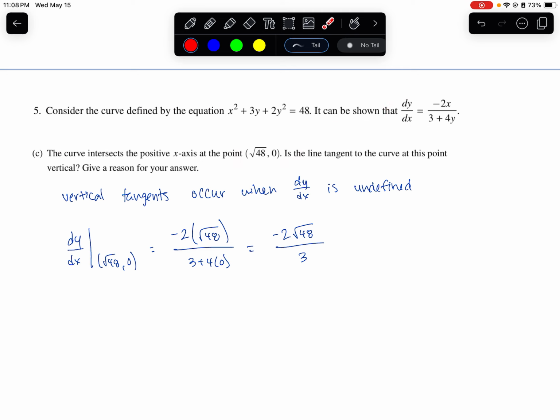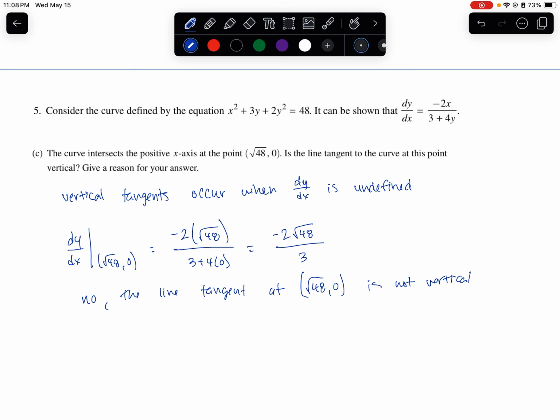Therefore, the tangent to the curve at this point is not vertical. So no, the tangent line at square root of 48 comma 0 is not vertical because dy dx is defined.